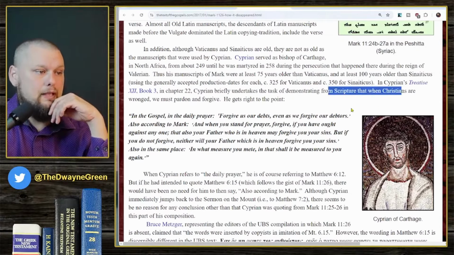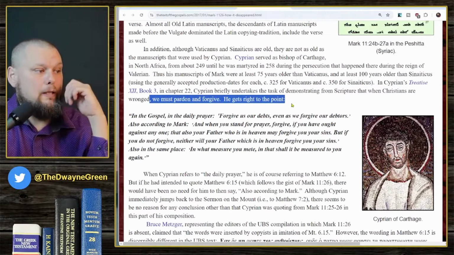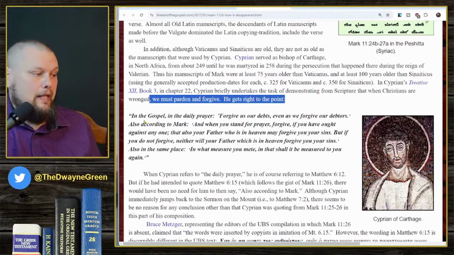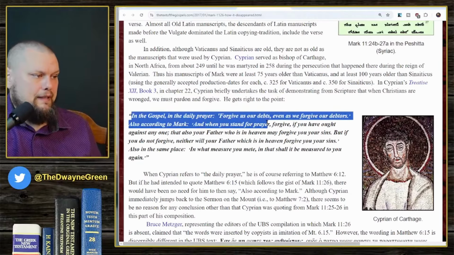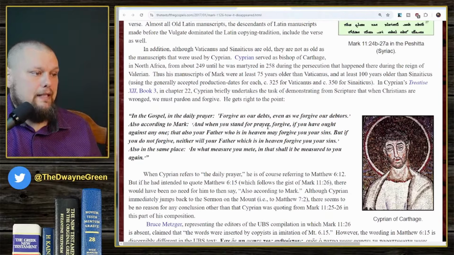He gets right to the point. So in the Gospels, in the daily prayer, forgive us our debts, even as we forgive our debtors also. According to Mark, and when you stand for prayer, forgive. If you have aught against anyone, that also your Father who is in heaven may forgive you your sins. But if you do not forgive, neither will your Father which is in heaven forgive your sins. Also in the same place, in what measure you mete, in that shall it be measured to you again.